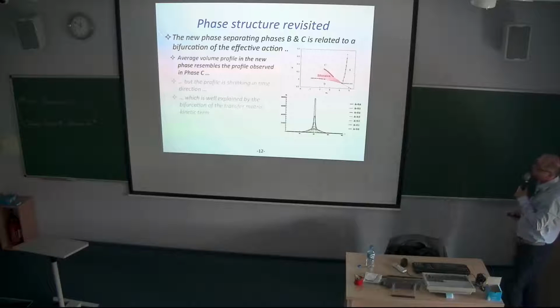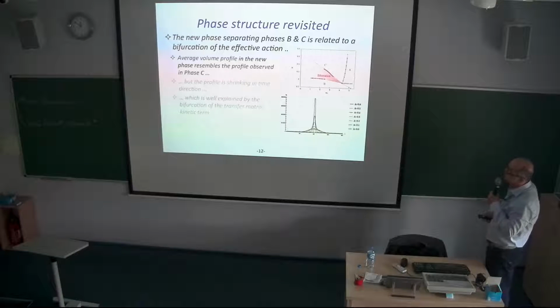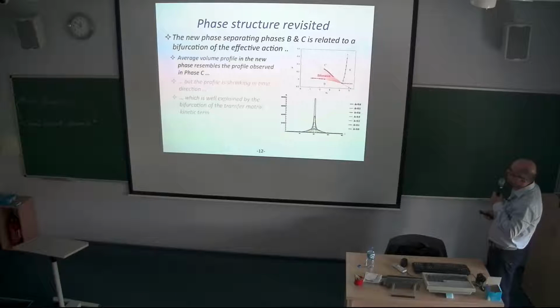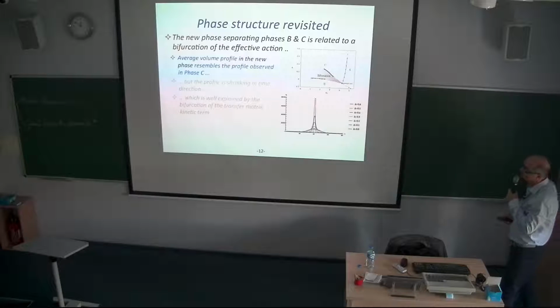And this new phase should be related to this bifurcation of the effective actions of this double Gaussian structure. When we measure our average volume profiles inside this region, we see that compared to this phase C, this red curve here, our volume profile is shrinking in time direction, more and more shrinking. It still has this block structure, but it is much thinner than before in time direction.